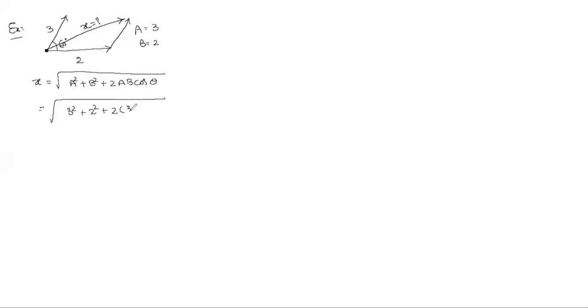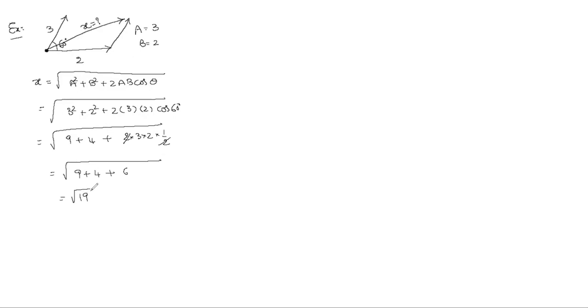3 square is 9, 2 square is 4, plus 2 into 3 into 2 into cos 60. Now cos 60 is 1 by 2, sir. Very good. So 2 into 3 into 2 is 12, 12 into 1 by 2 is 6. So 9 plus 6 plus 4 is 19. So the answer is root 19. Very good. Is it clear for all?